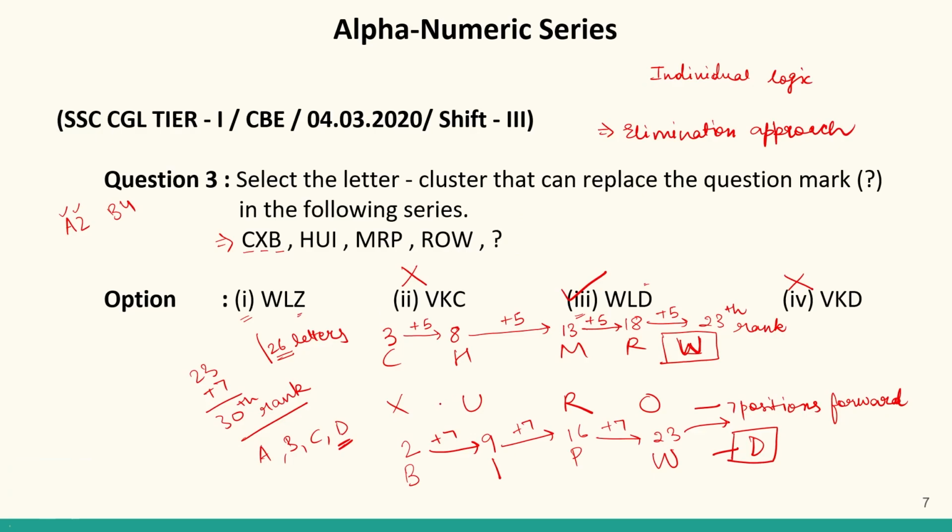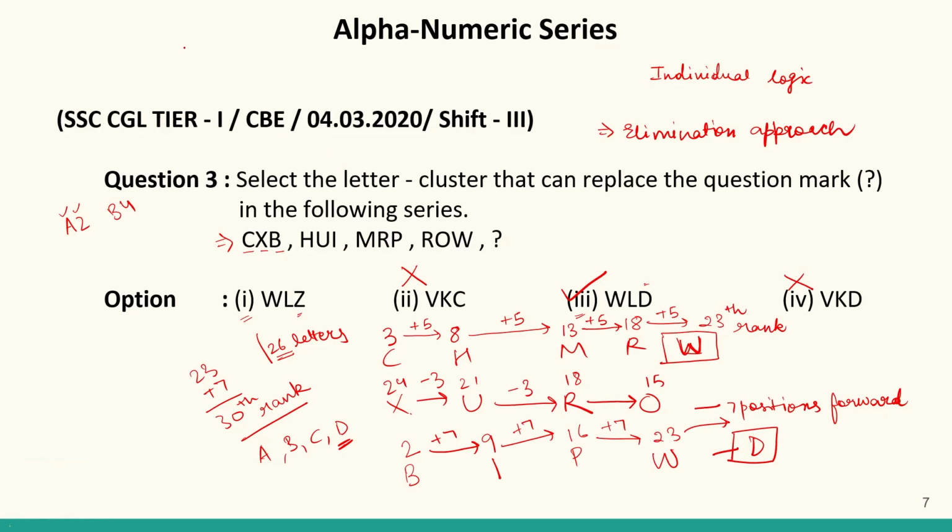Now let us just quickly check whether the L is correct or not, right? So from X, which is positioned at 24, we are going to U, which is positioned at 21. So we are going 3 terms back. Similarly, from U, if we are going to R, positioned at 18, we are going 3 positions back.